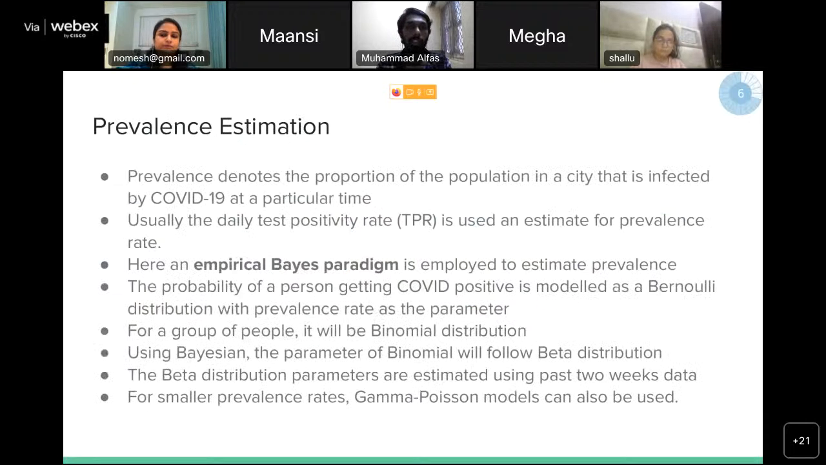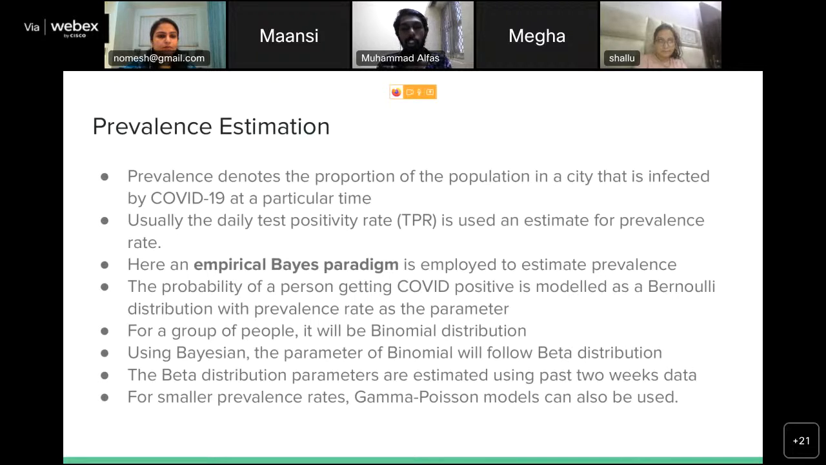The first component of the allocation framework is prevalence estimation. Prevalence is the proportion of the population in a place that is infected by COVID-19 or any disease at a particular time. Usually we use the metric of daily test positivity rate, or TPR, as an estimate for prevalence.